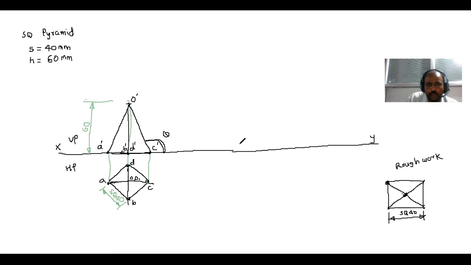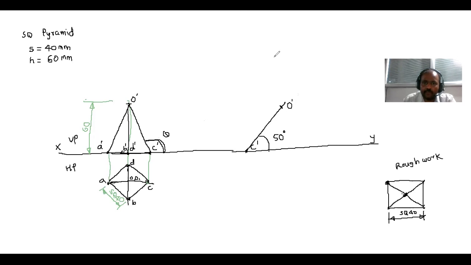So how can it be done? At some suitable distance, you take a point C dash, then from C dash you mark an angle of 50 degrees. So this angle is 50 degrees. Then I mark the distance between C dash and O dash here. So I got the point O dash.